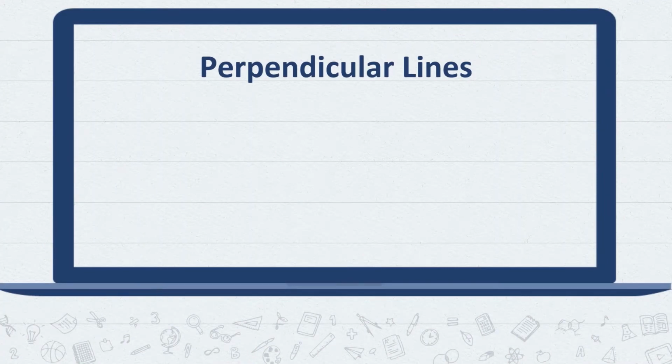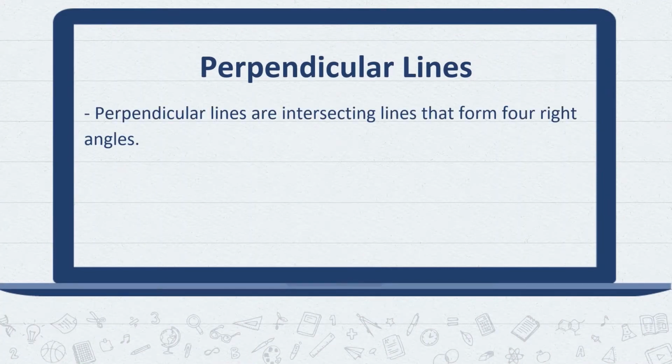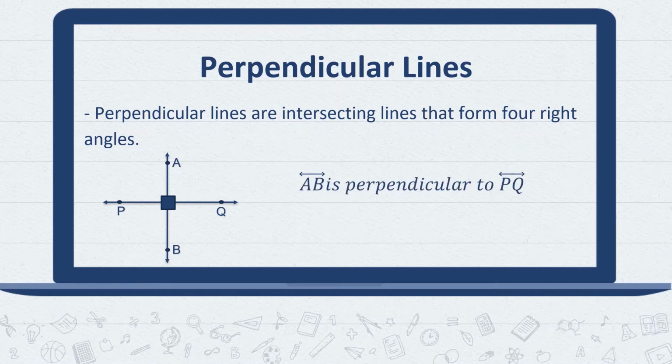Let's begin with perpendicular lines. Perpendicular lines are intersecting lines that form four right angles. Let's consider the given figure. In the figure, we have line AB is perpendicular to line PQ, and it can be represented in this symbol. Remember that the inverted T symbolizes perpendicularity. And in the figure, we have here the four right angles.